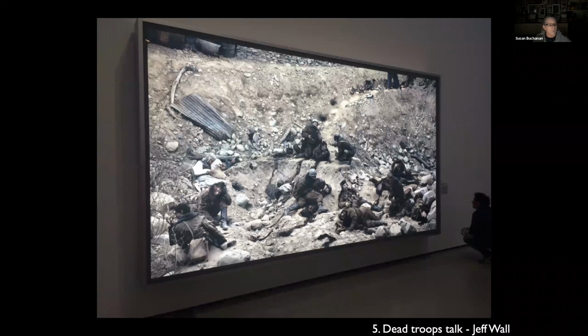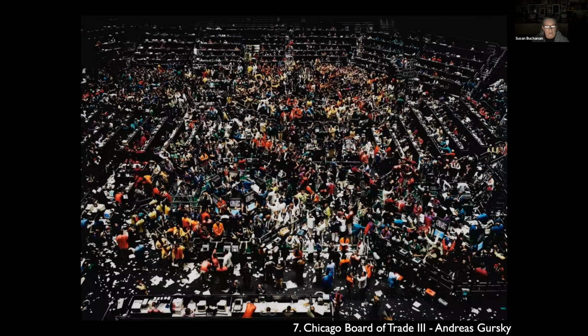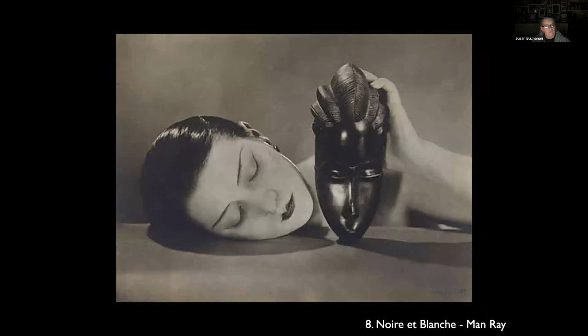Dead Troops Talk by Jeff Wall. Wall merges conventions from war and horror movies with those of the history painting of previous eras to create an elaborate, grotesque fiction. Again, conceptual. Another Gursky. And another. And finally, a vintage print from Man Ray. And I would also contend that it is a conceptual image.